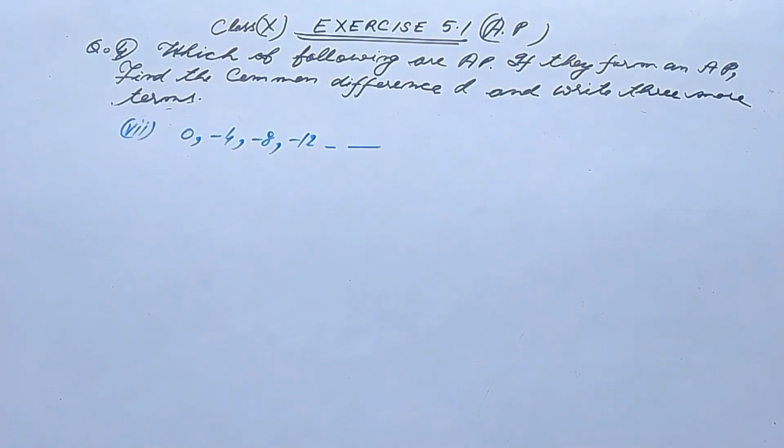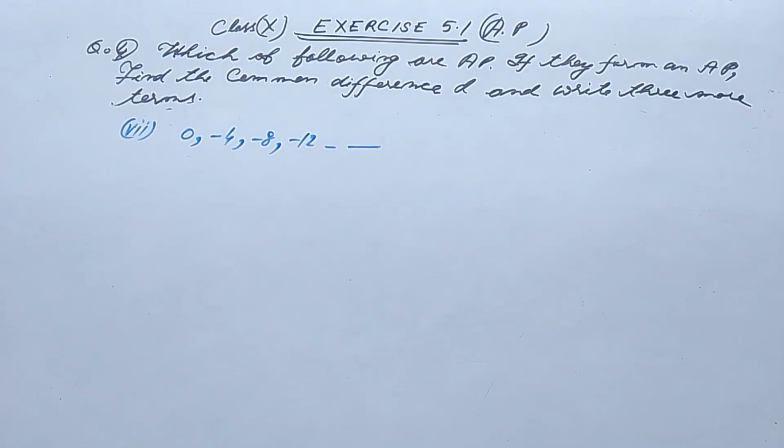Exercise 5.1, question number 4. Which of the following are AP? If they form an AP, find the common difference D and write 3 more terms. Question number 4, 7th part: 0, -4, -8, -12.